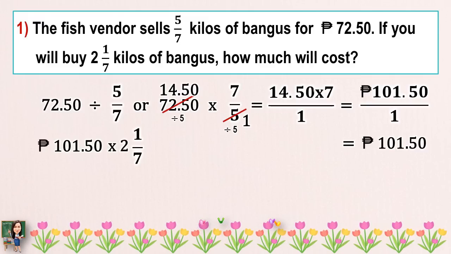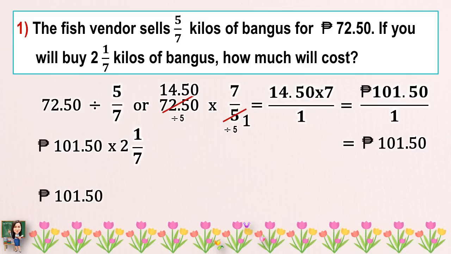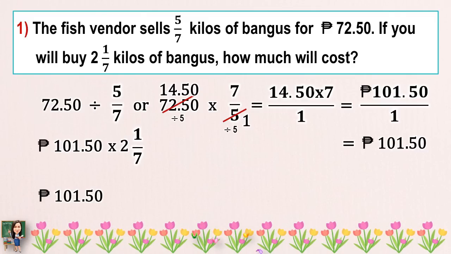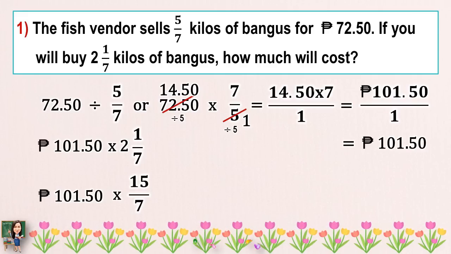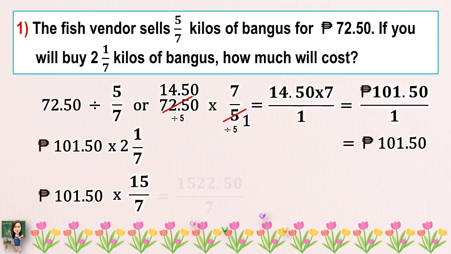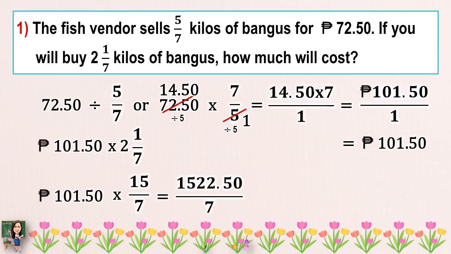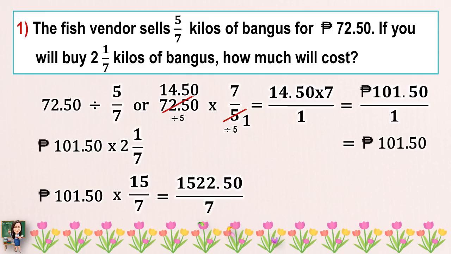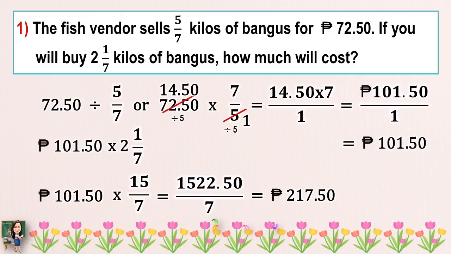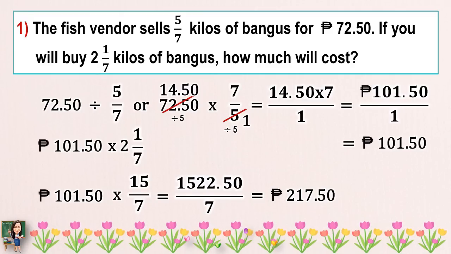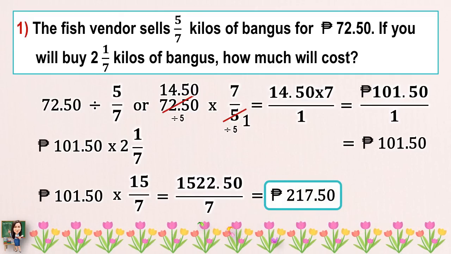101.50 times 2 1/7, which is the kilos of bangus you bought. Change 2 1/7 into an improper fraction. 7 times 2 plus 1 equals 15 over 7. 101.50 times 15 equals 1,522.50 over 7. Divide. 1,522.50 divided by 7 equals 217 pesos and 50 centavos. Therefore, 2 1/7 kilos is 217 pesos and 50 centavos.